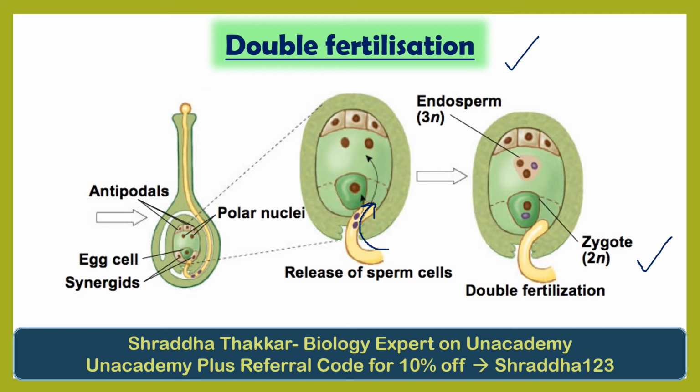Now we know that the egg cell as well as the male gamete are both haploid. So the fusion of 2 haploid cells will give rise to a diploid cell, in this case called the zygote. The other male gamete fuses with the central cell. Now remember that the central cell is already diploid. So a diploid cell is now fusing with a haploid cell. Therefore, it will result in the formation of a triploid cell, which is called the endosperm in this case.